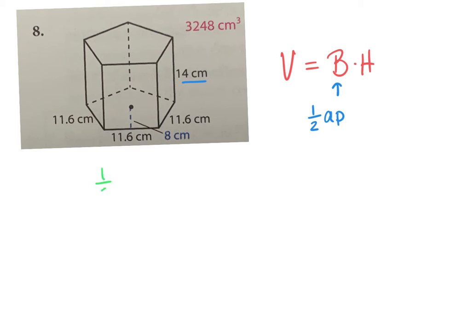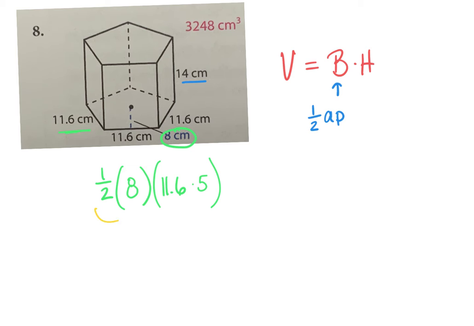So 1/2 apothem, they gave you the apothem. That's this number right here, 8 centimeters. All right. And then the perimeter, well, one side is 11.6. And you have how many sides here? 5. So your perimeter looks like that, 11.6 times 5.